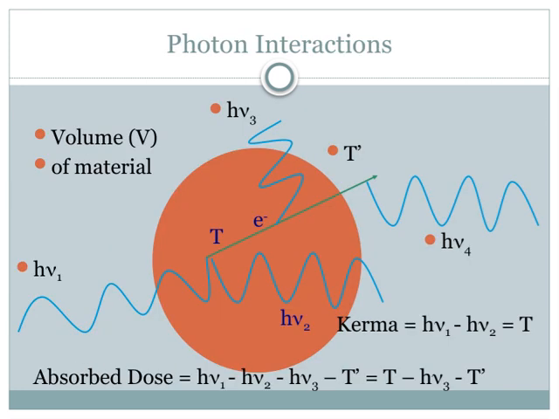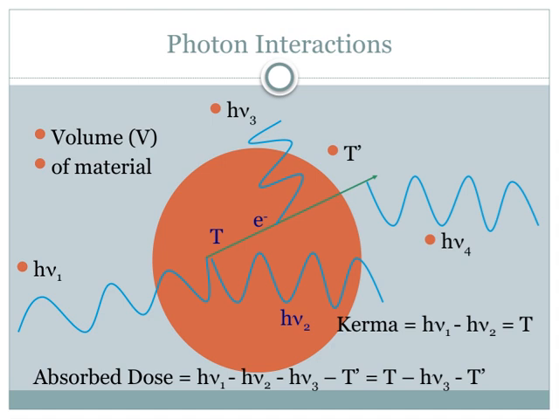Let's take a closer look at these key concepts. First, the absorbed dose, which we denote as D, is calculated as the difference between the initial photon energy, hν1, and the energies after interactions, hν2 and hν3, minus T prime or T. Essentially, this represents the energy actually deposited in the material. We can also express it as T minus hν3 and T, showing how the initial energy T is reduced through various interactions.